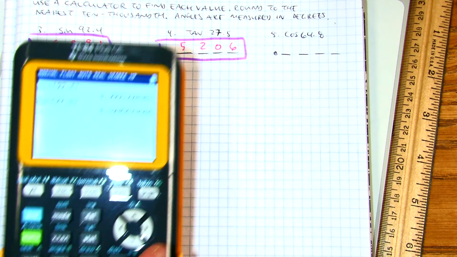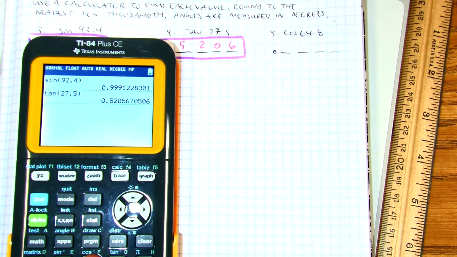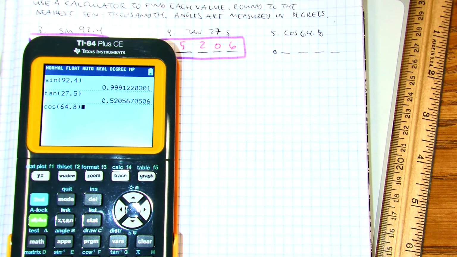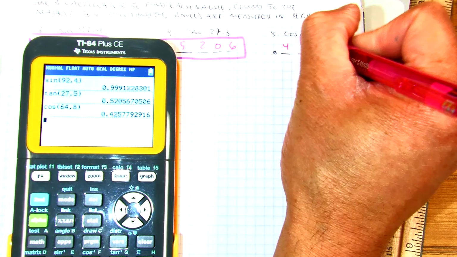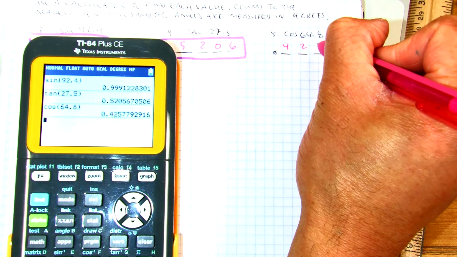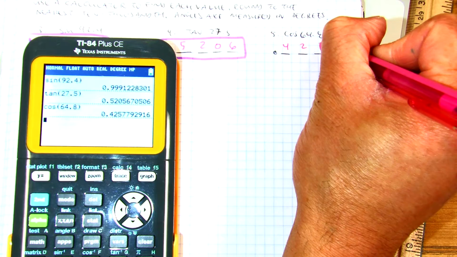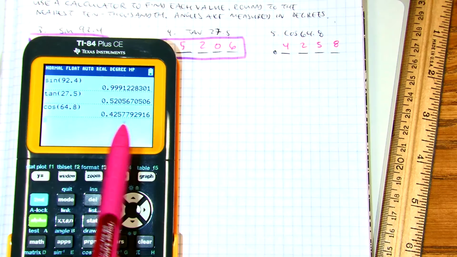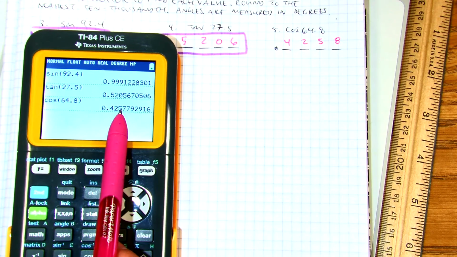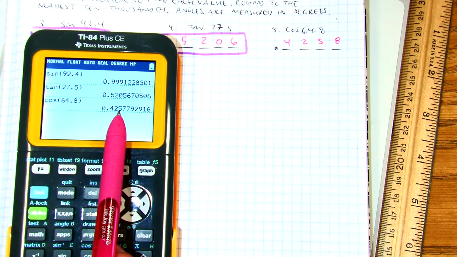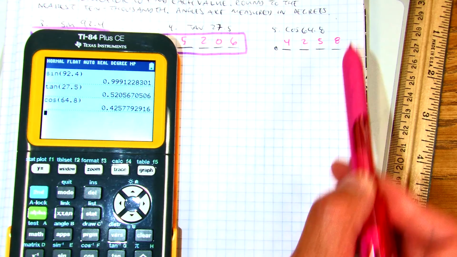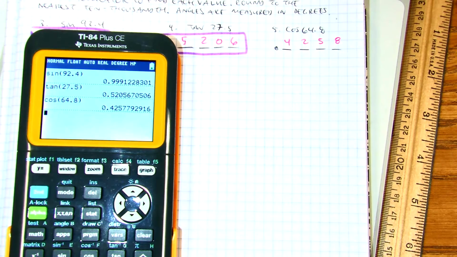And cosine. Cosine 64.8. Close the parentheses. Press enter. 0.4258. Remember, the 7, you have to look at the hundred thousandths, or the 5th decimal place. That is a number that is 5 or higher, so that next number, the 10,000ths, rounds up. And then these are our 3 answers.